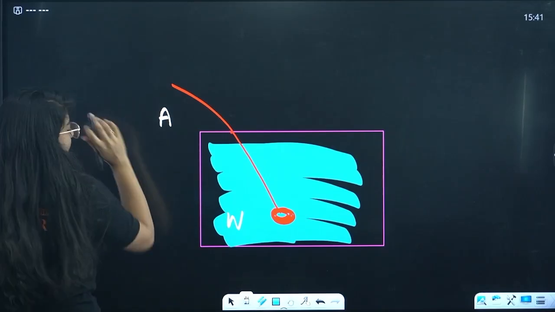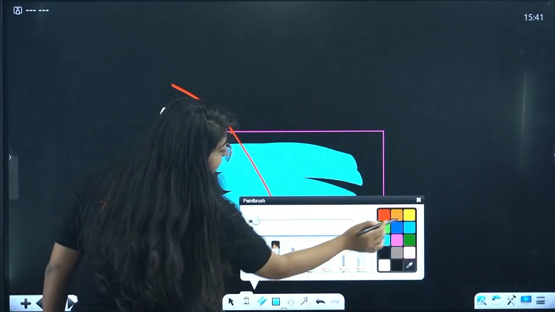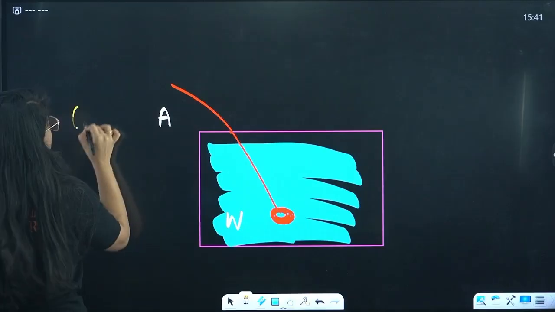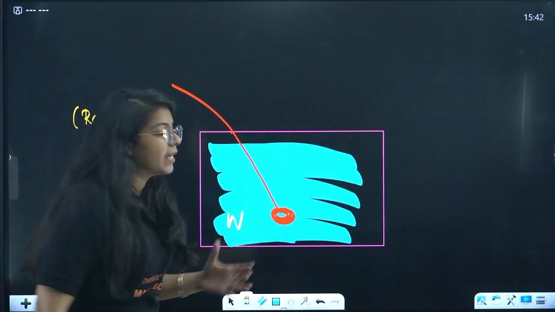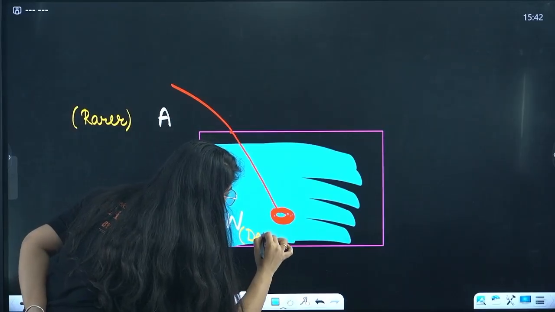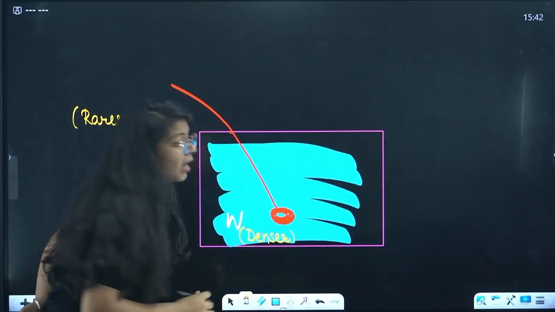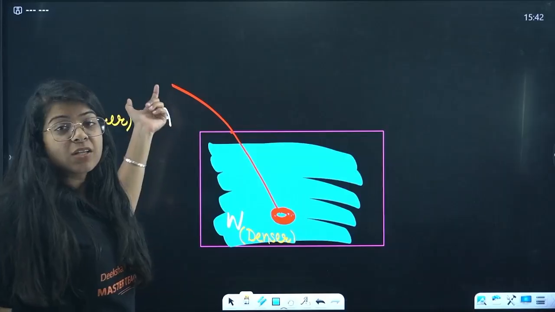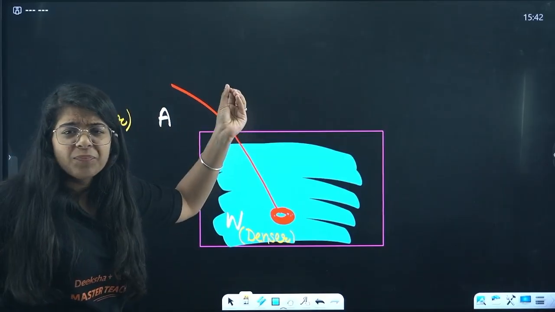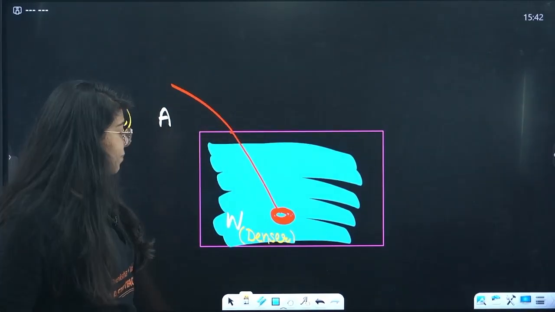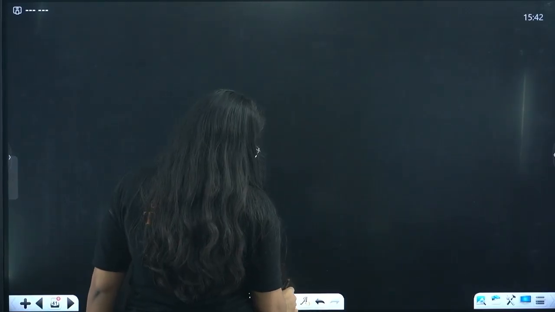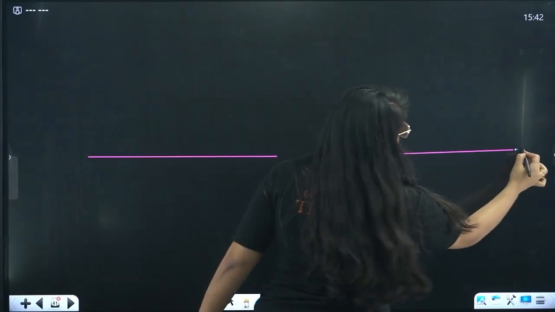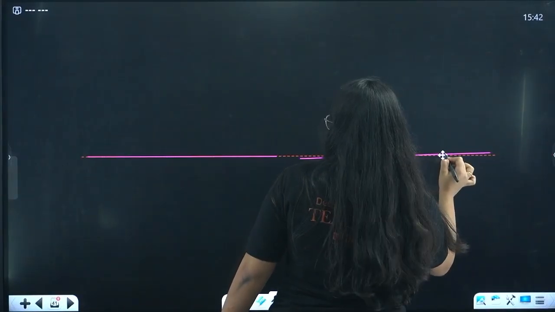So air has less density. Anything which has less density is called a rarer medium, and anything which has more density will be called a denser medium. The one with low density will be called a rarer medium, right? Rarer medium, denser medium. Now, beta, there are two things whenever light goes from, we will give you two examples.